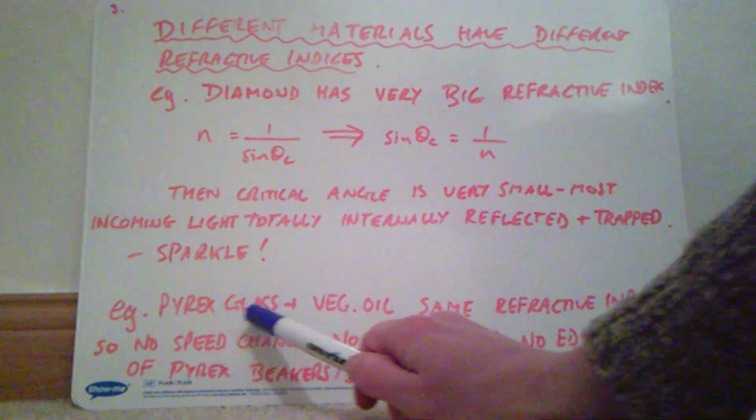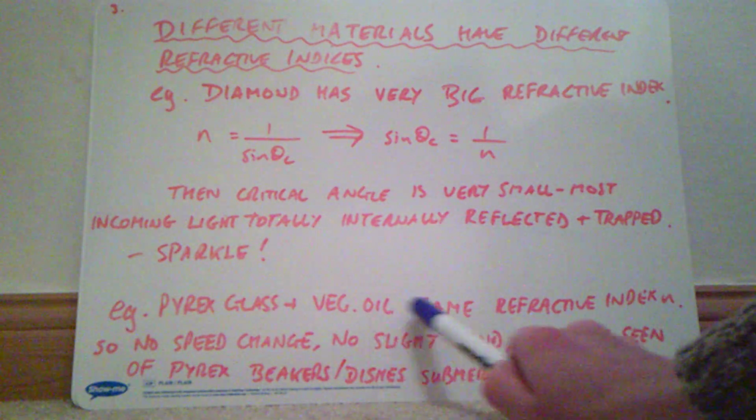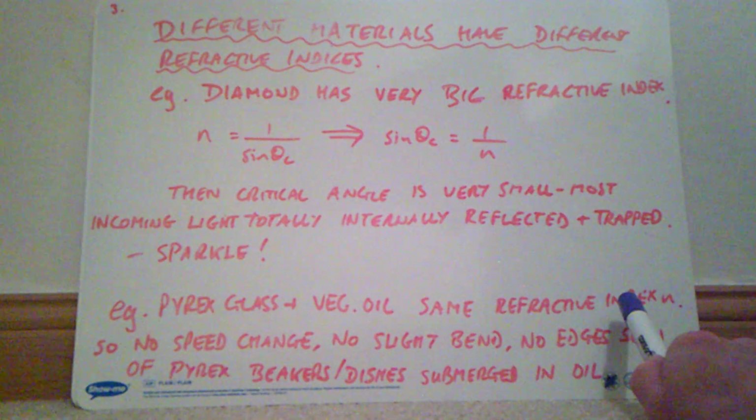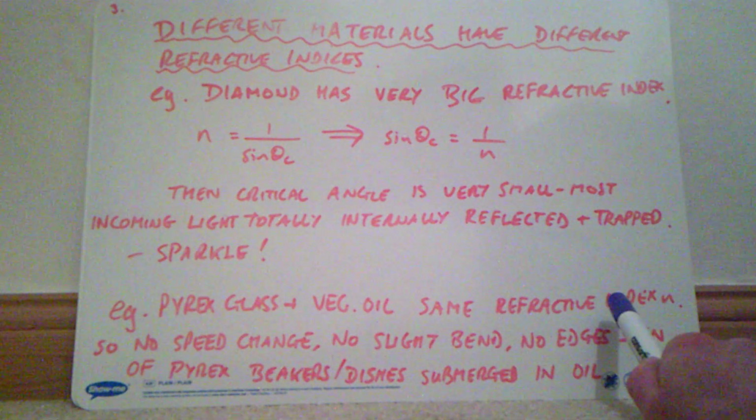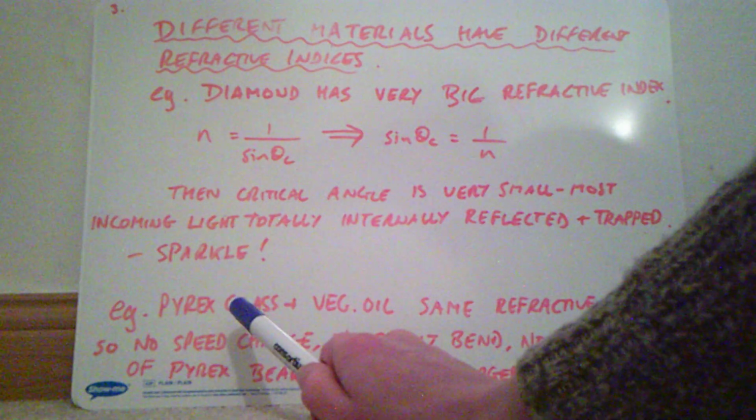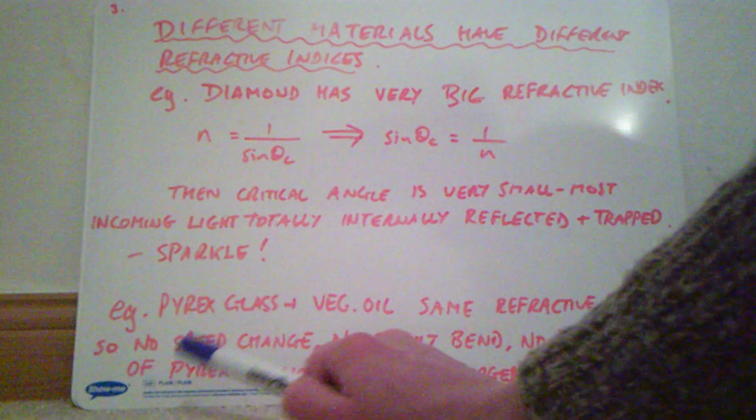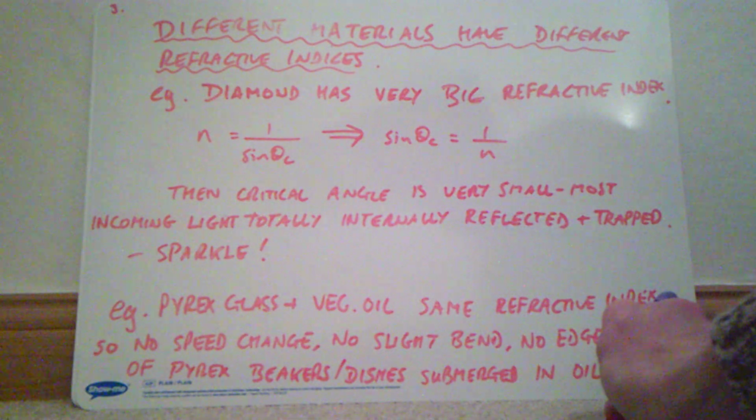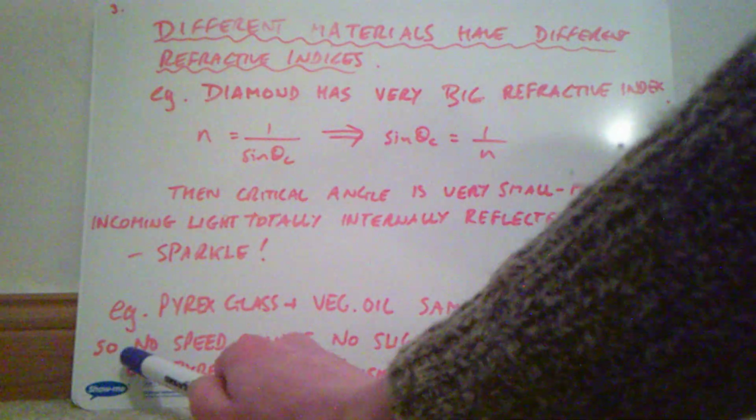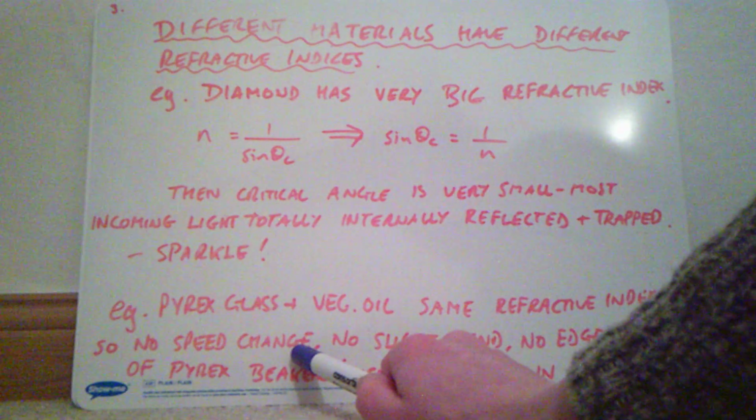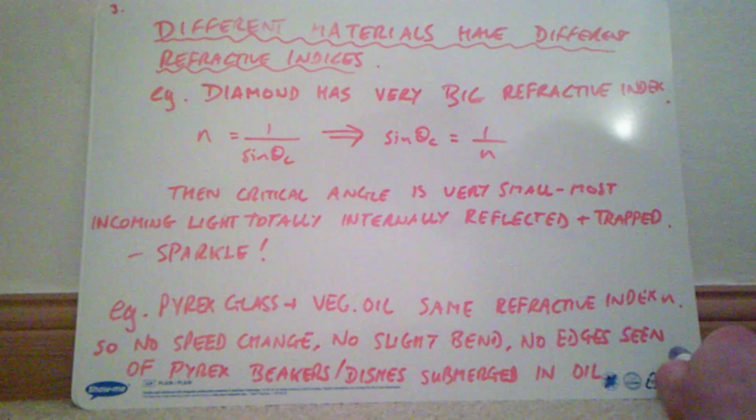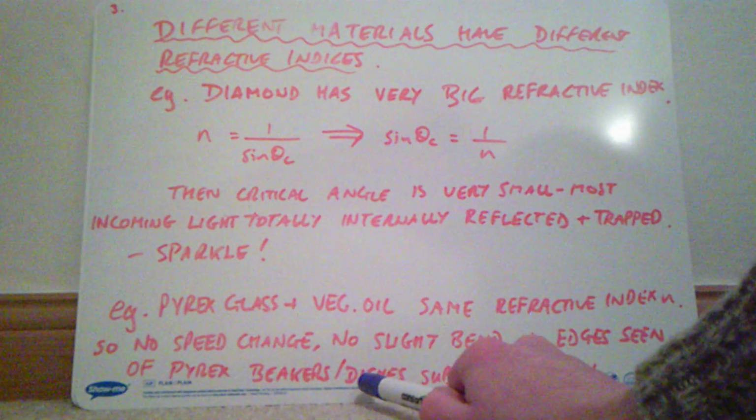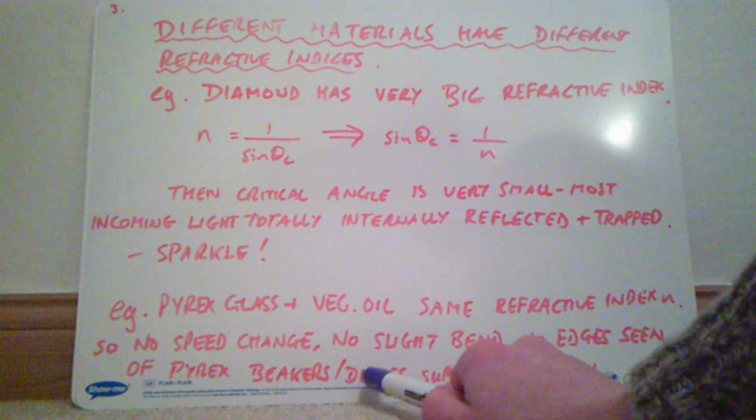Another example, Pyrex glass and vegetable oil have the same refractive index n. We did this in class. We put a little Pyrex beaker inside a medium Pyrex beaker inside a big Pyrex beaker, and we submerged them all in vegetable oil, and the Pyrex beakers disappeared. Spooky? No, physics. If the vegetable oil and the Pyrex have the same refractive index, then there's no speed change of the light as it moves from the oil through the Pyrex, so there's no slight bend, so there's no edges seen of the Pyrex beakers or the Pyrex dishes submerged in oil.